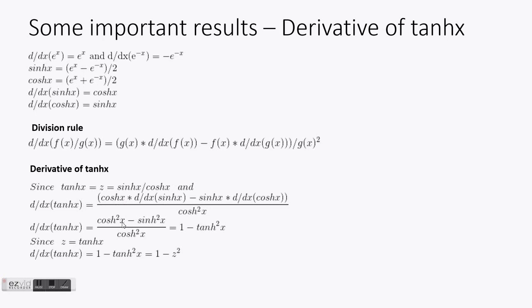So this will reduce to cosh²x minus sinh²x divided by cosh²x, which is equal to 1 minus tanh²x. But we have already assumed tanh x is z. So z is equal to tanh x. Therefore d by dx of tanh x is equal to 1 minus tanh²x, which is equal to 1 minus z squared. So this reduces to a simple form: the derivative of tanh x, which is z, is given by 1 minus z squared.